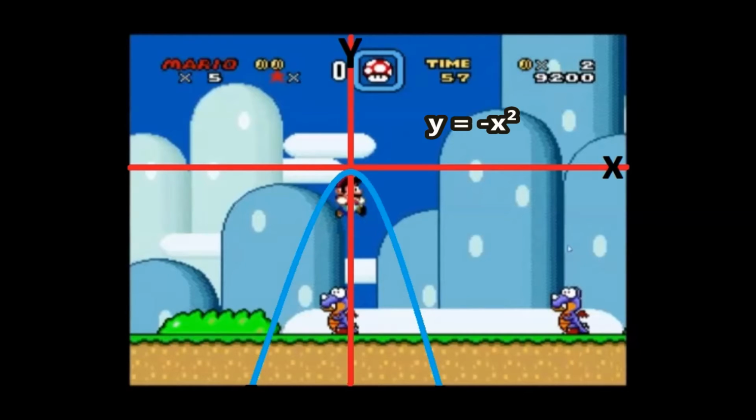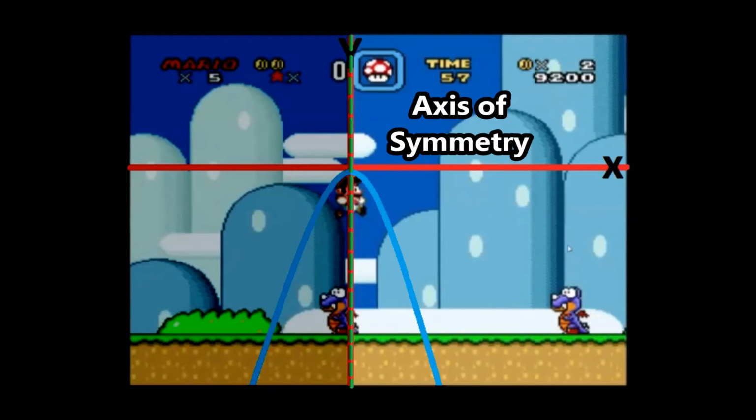The equation for a regular parabola is y equals x squared, but we put a negative in front because the parabola is upside down. If I place an axis of symmetry on the parabola, the axis of symmetry divides the parabola in two perfect halves.